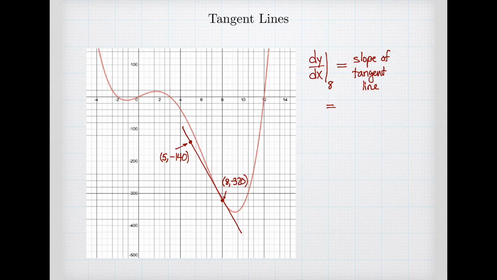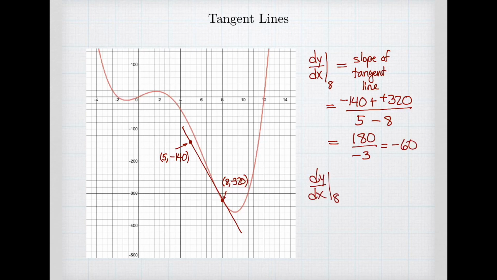So I can calculate the slope by taking the change in y, so negative 140 minus negative 320, and divide it by, notice this is my first value, this is my second value, and so when I do x, I need to use the same order, 5 minus 8. So negative 140 minus negative 320, that's plus, so this is the same as saying plus 320, and so that is 180 divided by negative 3 equals negative 60. And so my derivative, the slope of the tangent line at x equals 8, we believe is negative 60.